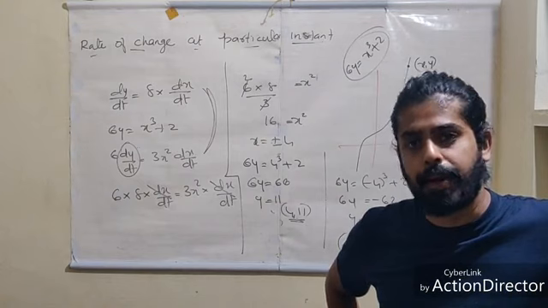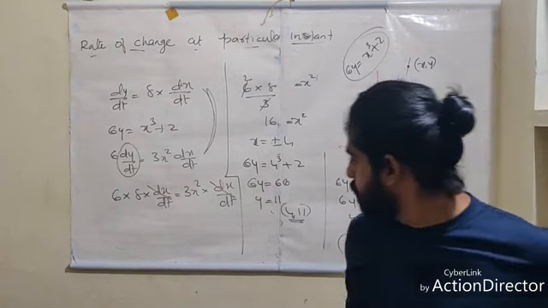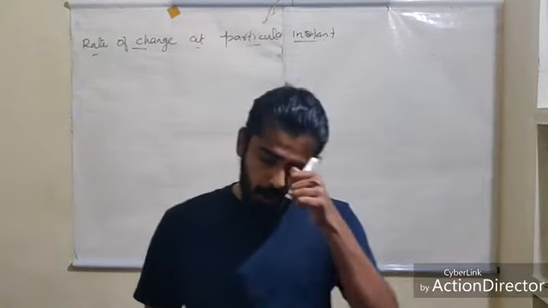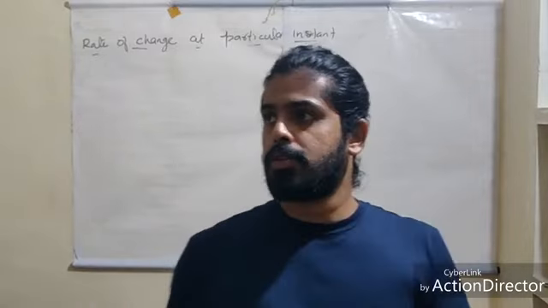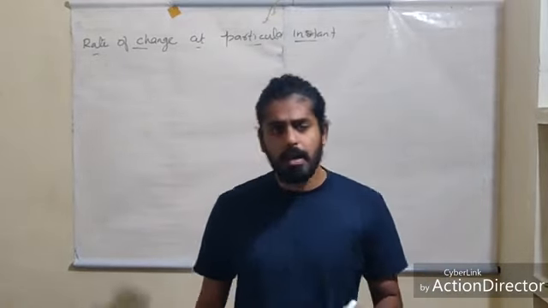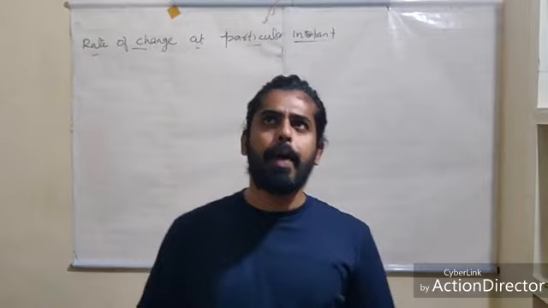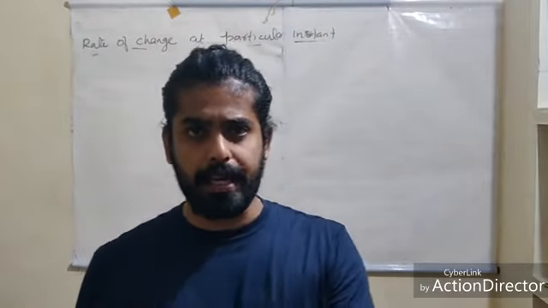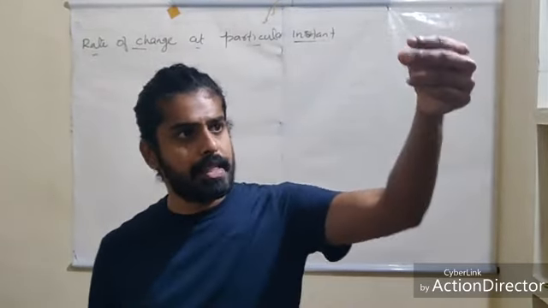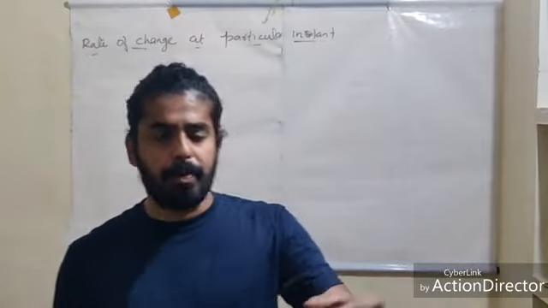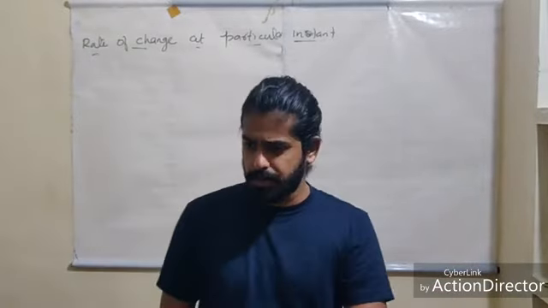Two more questions will be enough, right? So let's move to the next question. Next, we are going to discuss question number 14. So, read question number 14. The sand is pouring from a pipe at the rate of 12 centimeter cube per second. So, we open the pipe and the sand is pouring from the pipe.